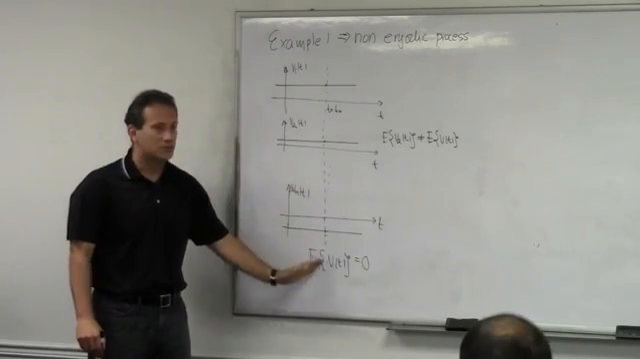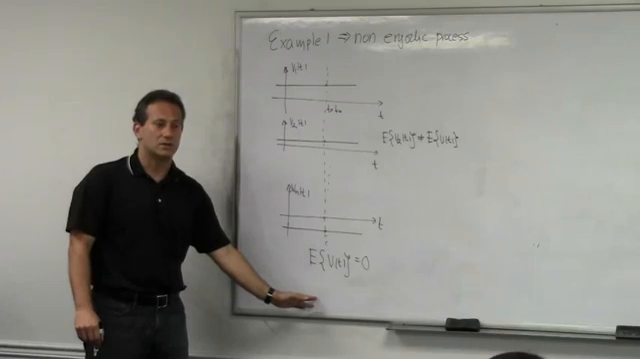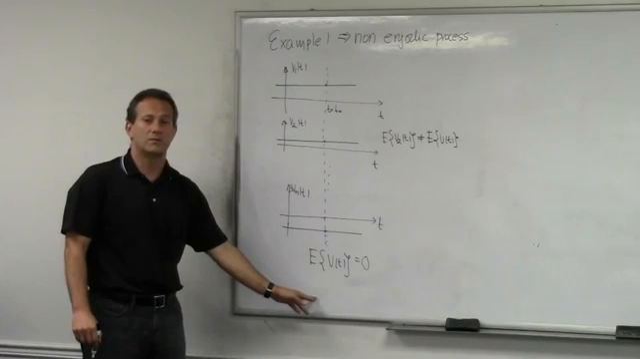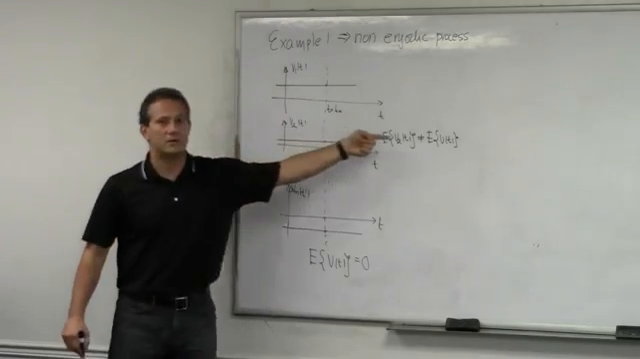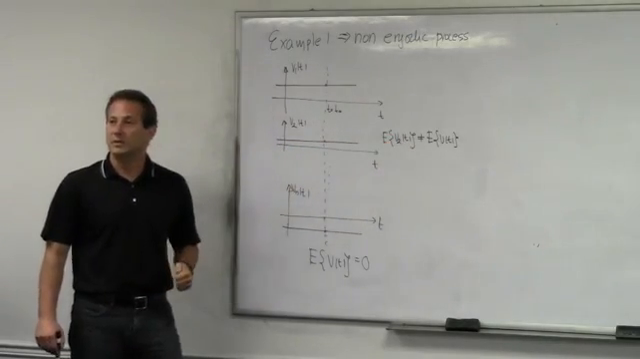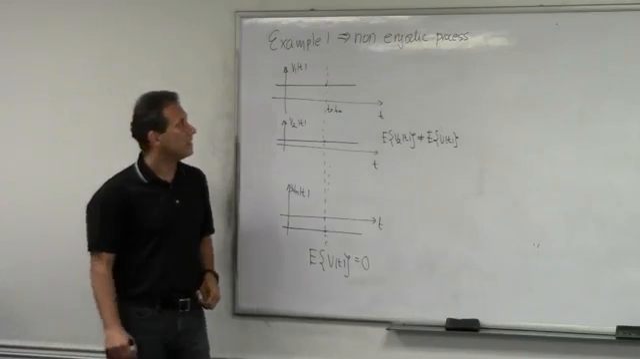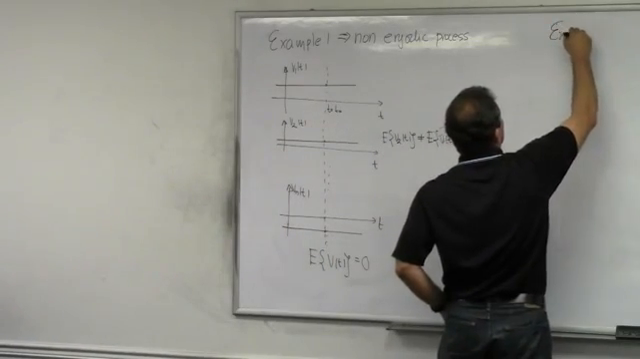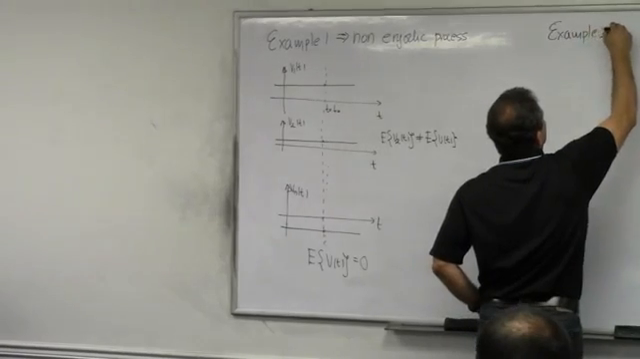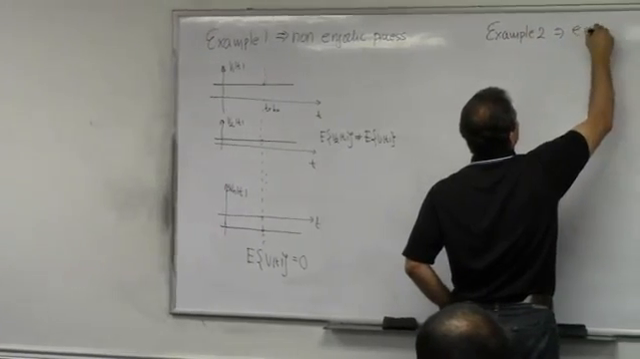This is averaging across the samples, an ensemble of realizations of this process. This would be averaging across the time, and they give me a different result. Let's look at an example 2, which is an example of an ergodic process. Example 2. This is ergodic process.